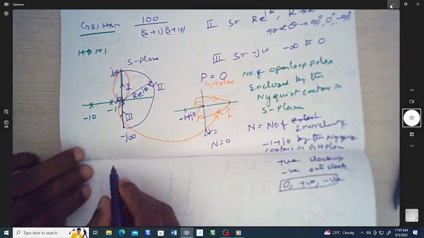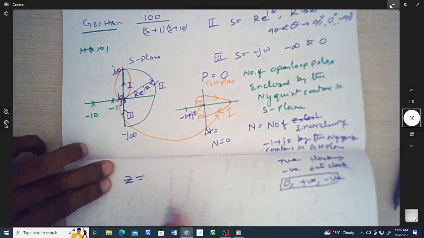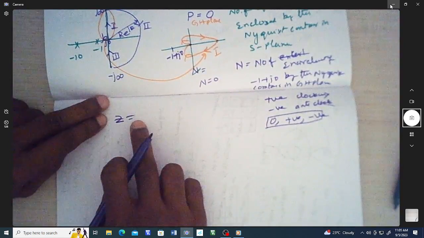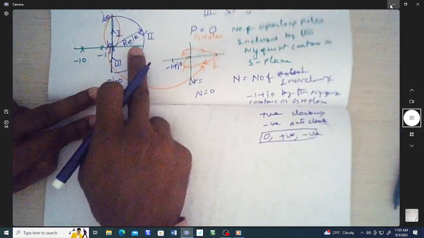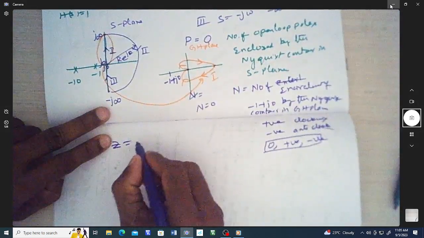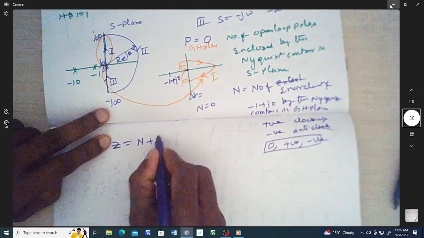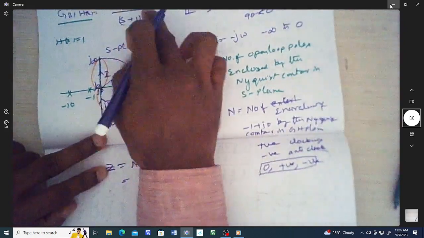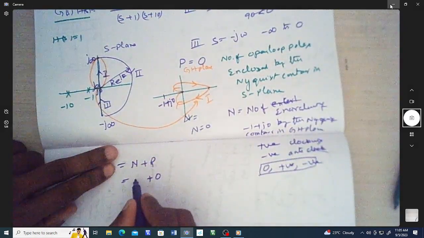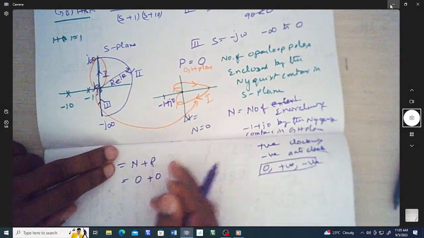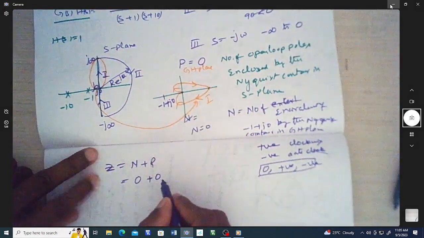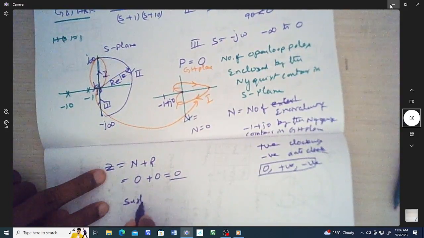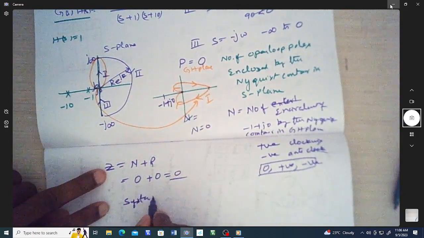Now we need to find the value of z, where z is the number of closed loop poles lying on the right hand side of the s-plane. That is given by n plus p. We know the value of p is 0 from the open loop transfer function. We saw that n is also 0 from the Nyquist plot, so z is equal to 0. So I can say the system is stable.